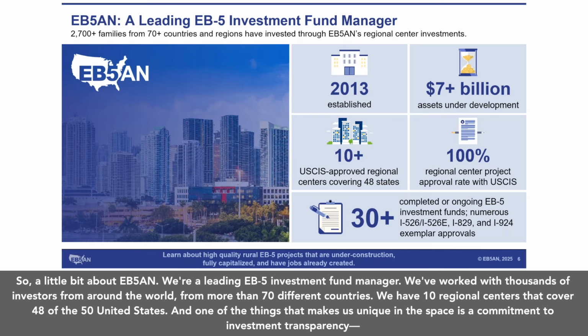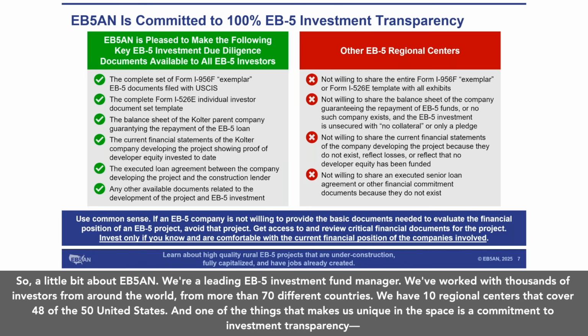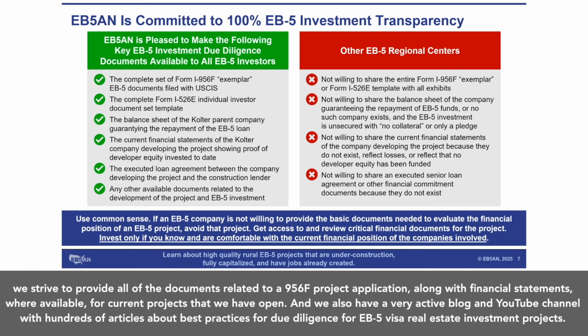So a little bit about EB-5AN. We're a leading EB-5 investment fund manager. We've worked with thousands of investors from around the world from more than 70 different countries. We have 10 regional centers that cover 48 of the 50 United States. And one of the things that makes us unique in the space is a commitment to investment transparency. We strive to provide all of the documents related to a 956F project application along with financial statements where available for current projects that we have open.